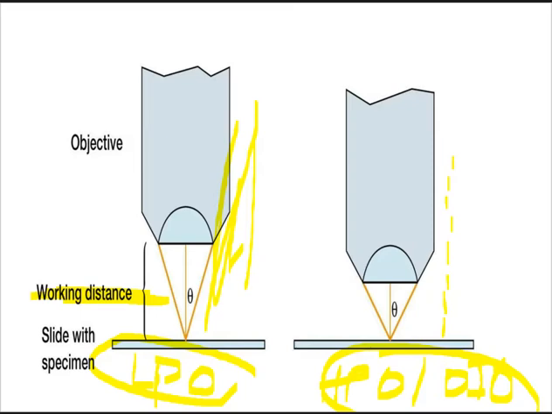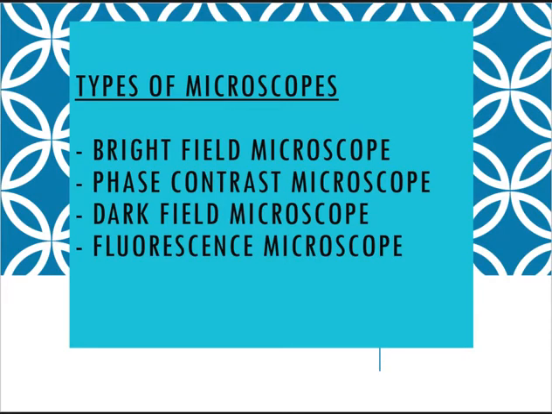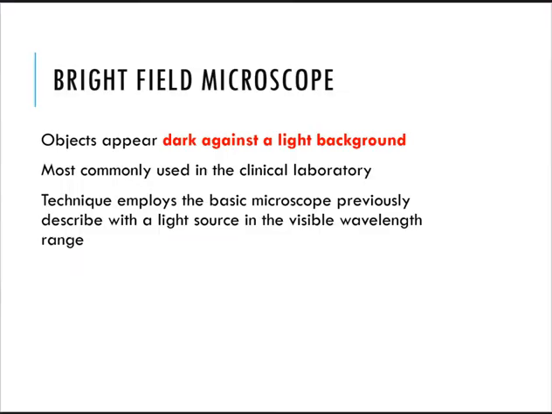Now, how about we head on to our next part of this discussion? We have your types of microscopes. For this discussion, we have four types: your bright field, your phase contrast, your dark field, and then my favorite one, your fluorescence microscope. So let's begin with the bright field microscope.